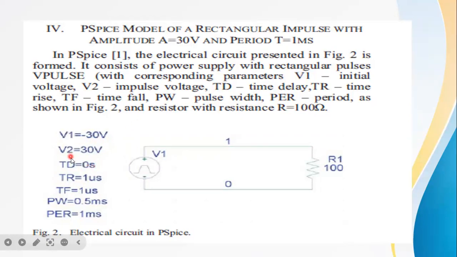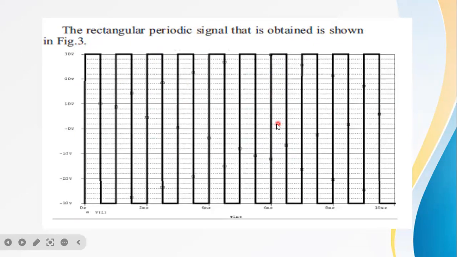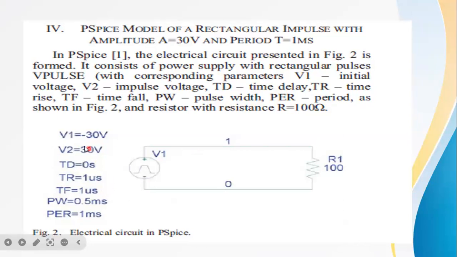And here, the values are: delay time TD is 0 seconds, rise time 1 microsecond, fall time 1 microsecond, pulse width is equal to 0.5 milliseconds, and pulse repetition PER is 1 millisecond. Here the 0 label and the 1 label, and this waveform is called V pulse. By placing the V pulse and taking one resistor here, we will get the voltage waveform, a rectangular waveform. Like this, a rectangular waveform can be generated by using these values.